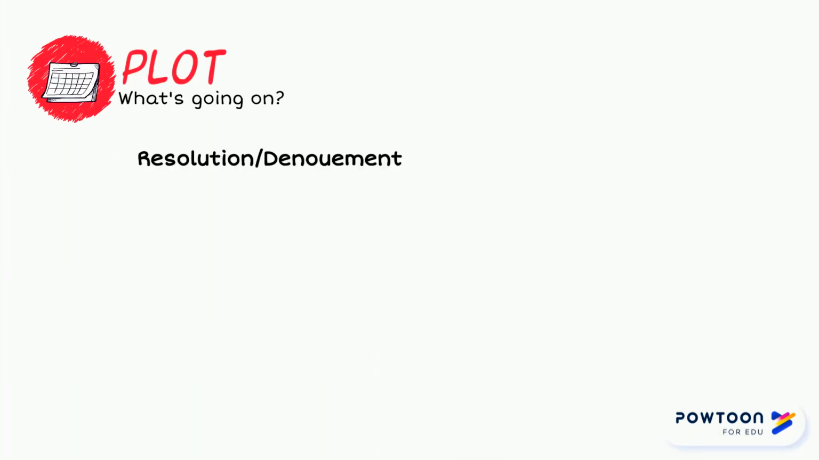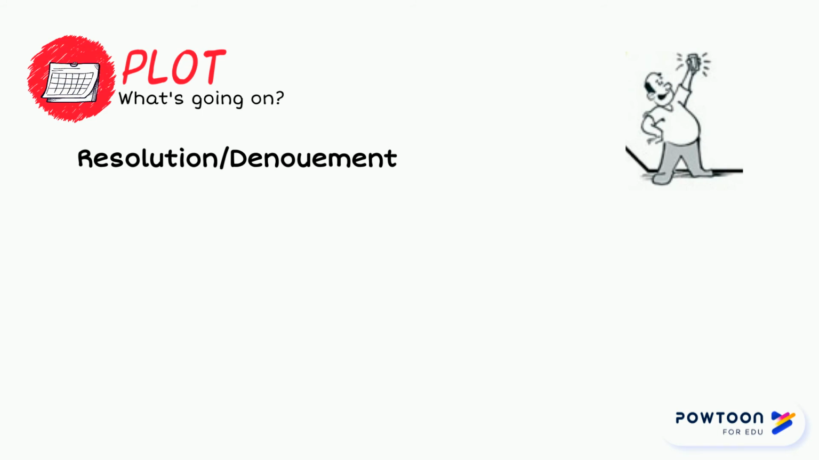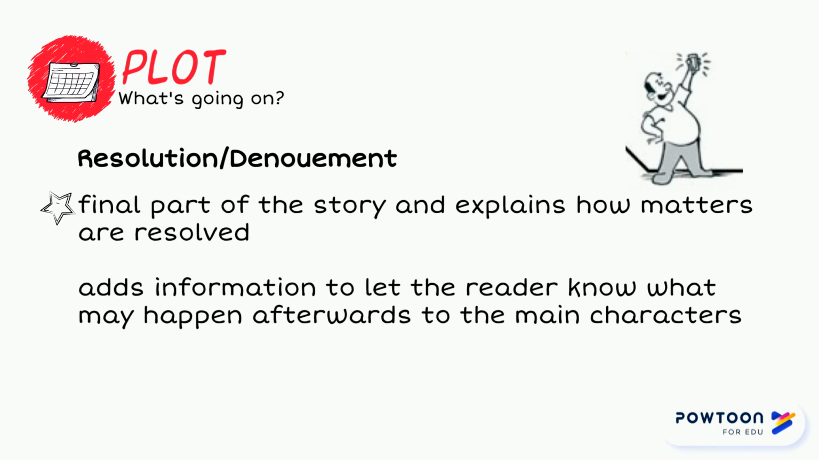The final part of our diagram is called the resolution, or sometimes called the denouement. This is our final part of the story, and it explains how matters are resolved. It also may add information to let readers know what may happen afterwards to the main characters now that the story is complete.